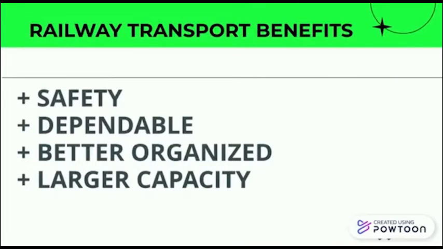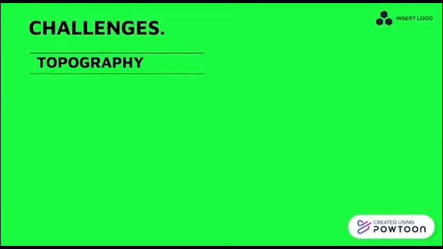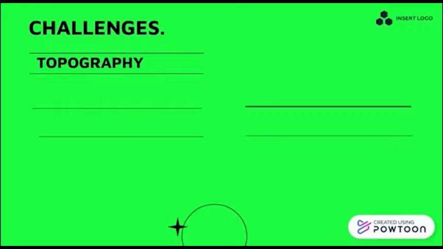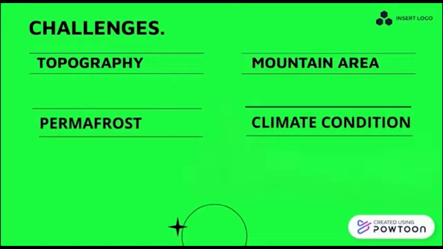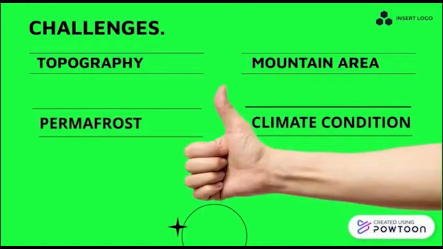Next is the benefit of railway transportation, which is safety, dependability, better organization and large capacity. The chance of accident and breakdown of railway are minimum compared to the other transportation. Topography is the number one challenge of railway construction. Other than that are mountain area, climate condition and permafrost.